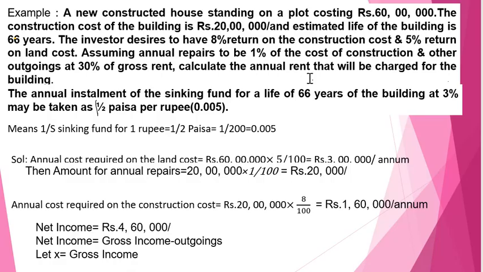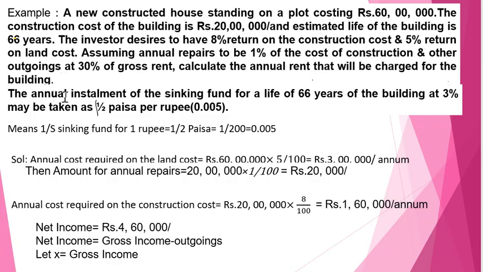Now we will take an example of calculating standard rent. A newly constructed house standing on a plot costing 60 lakh. The construction cost of the building is 20 lakh and the estimated life of the building is 66 years. The investor desires to have 8% return on the construction cost and 5% return on the land cost. Assuming the annual repairs to be 1% of the cost of construction and other outgoings at 30% of gross rent, calculate the annual rent that will be charged for the building.